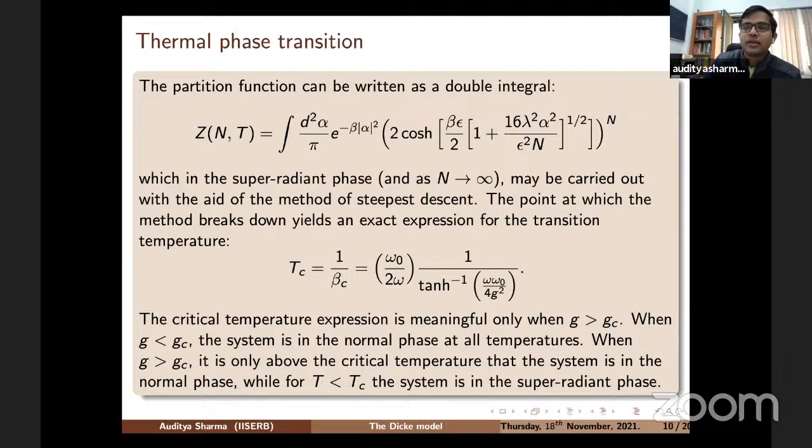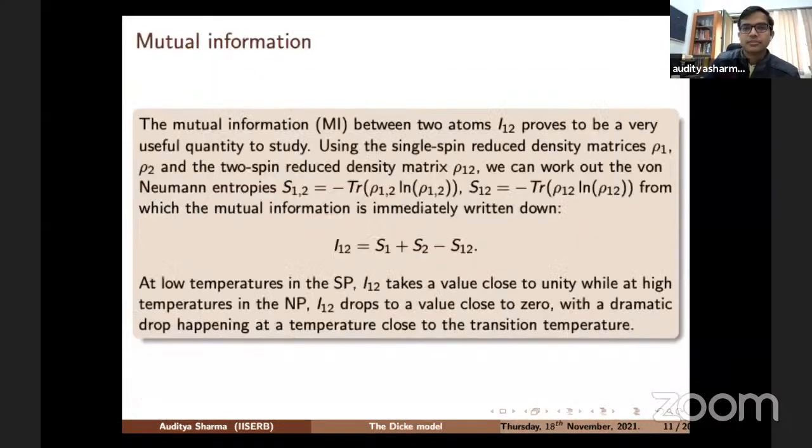So this is sort of there in the literature, but we redid this calculation. It's there in the paper. You can look at this. But there is an exact expression available for the transition temperature.